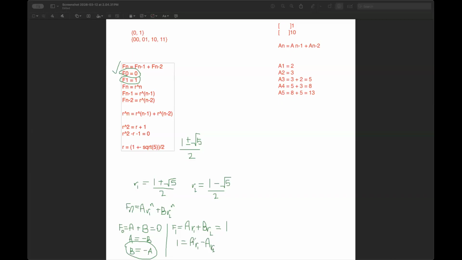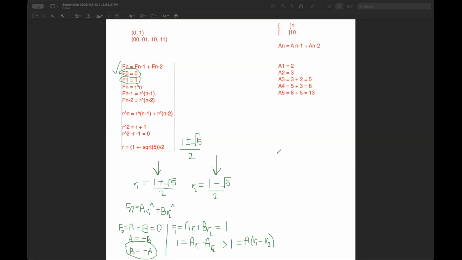So we've got 1 equals a r sub 1 minus a r sub 2. So I can factor out a here, and then I can say that 1 is equal to a times r sub 1 minus r sub 2. And all of that is equal to 1. Now, if we're looking at r sub 1 minus r sub 2, well, we know what those are. We've got that over here, and we got that over here. So let's try and simplify that.